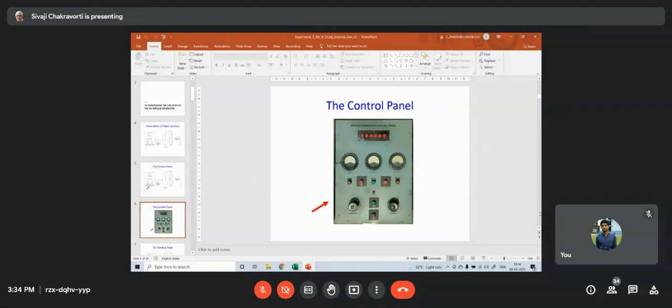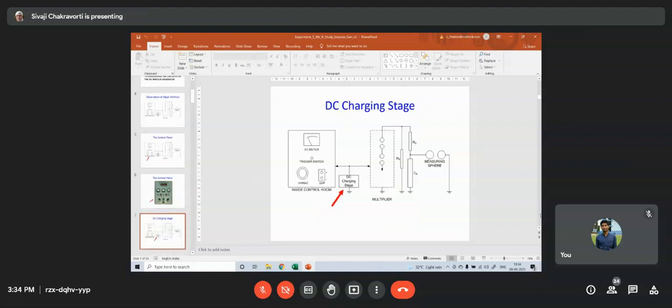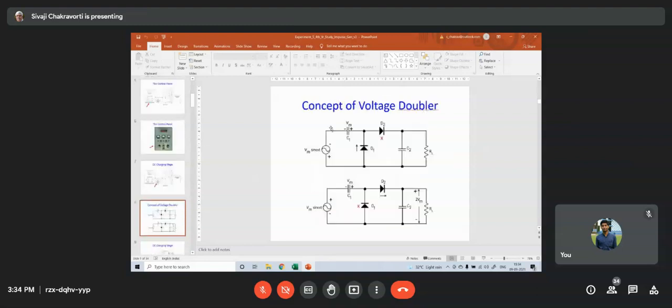Well, I have explained this, and this is the actual photograph of our high voltage lab, the impulse generator control panel. DC charging stage, I have shown. Now, DC charging stage, I request you to recall our discussion that we discussed something called a Cockcroft-Walton voltage doubler circuit. Now we are using exactly the same circuit here. In Cockcroft-Walton circuit, if you remember, there is one capacitor as C1, then there will be two diodes and another capacitor C2.